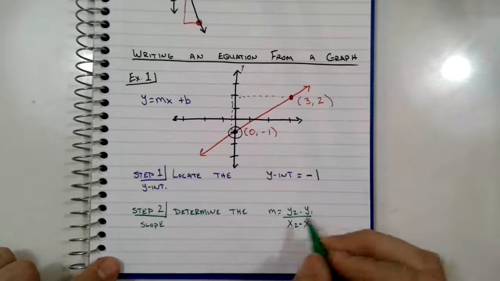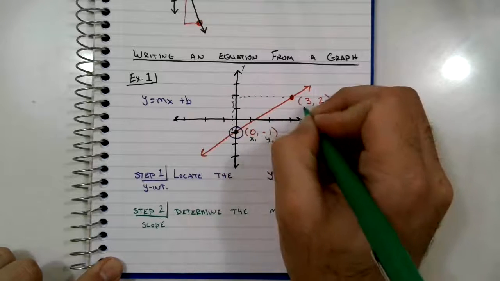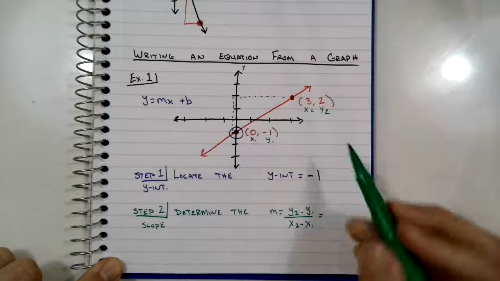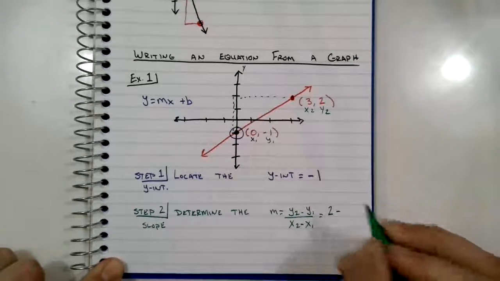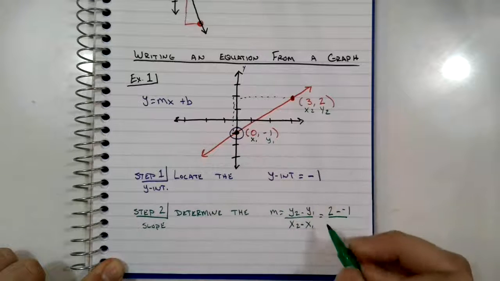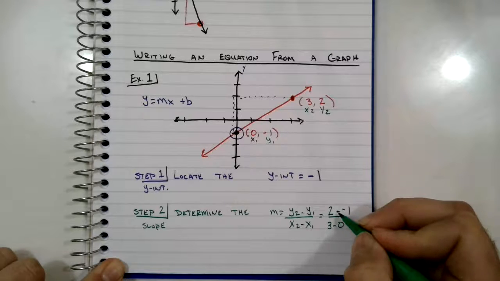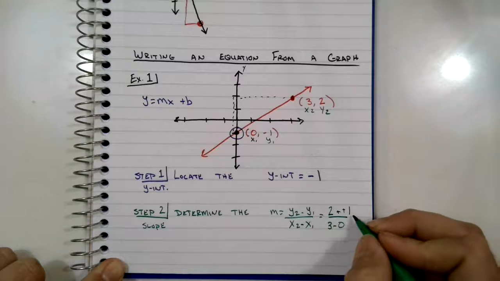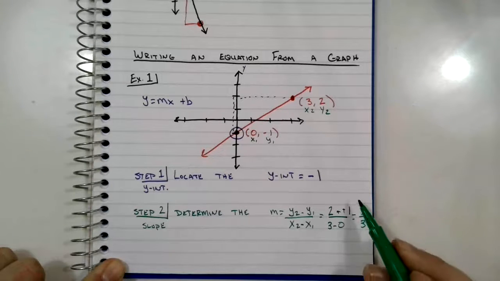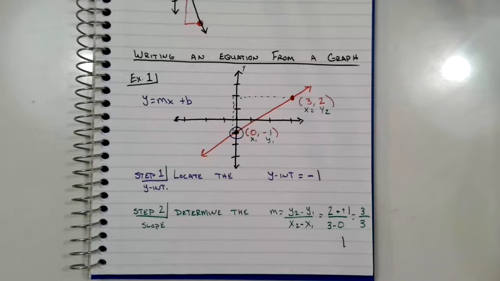Okay, so if we use our formula, I would label my points x1, y1, x2, y2. And then we would sub them in. y2 is 2 minus y1, which is -1, over x2 is 3 minus x1, which is 0. Keep, change. So 2 plus 1 is 3. 3 minus 0 is 3. And if I simplify this, it would give me 1. Okay.